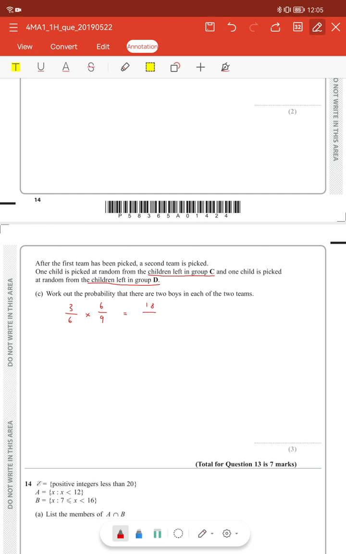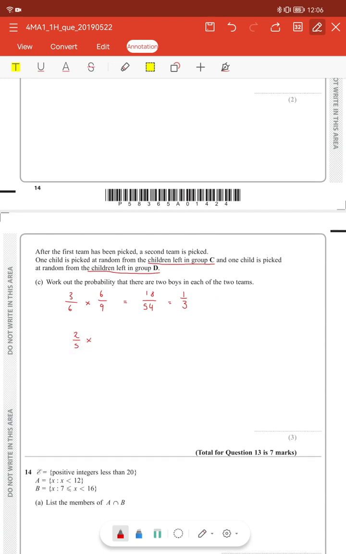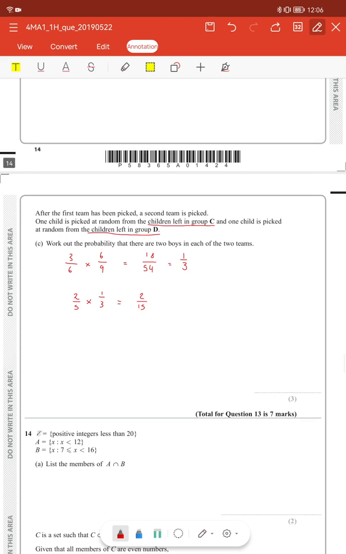18 out of 54, and if we get 18 out of 54, we would get 1/3. So that would be the probability that there are 2 boys in the second team. So if we have the probability that there were 2 boys in the first team, this would be the probability that there are 2 boys in the second team. Now, in order to do this, we would have to do the chances of that happening, which would be 2/5 times 1/3, which would be 2 out of 15 for boys in both of the teams.